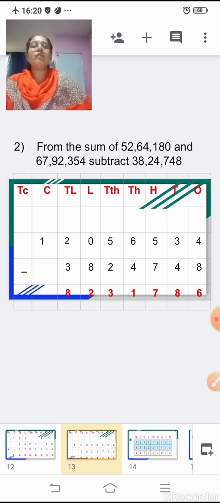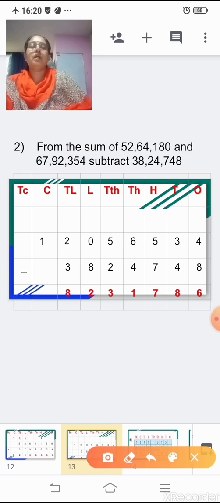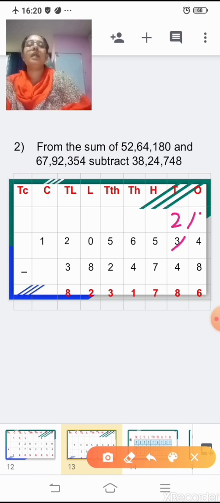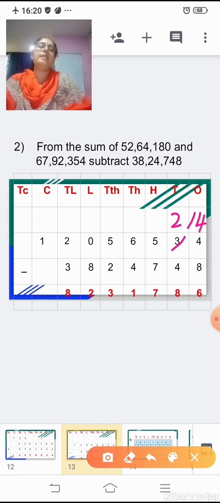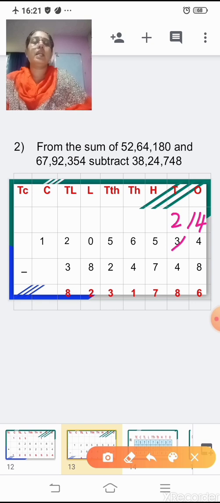56,534. Now starting from the ones place, 8 cannot be subtracted from the number 4. So what we will do is we will borrow from the tens place. So here the number in the tens place will become 2 and in the ones place the number will be 14. Now 14 minus 8. So count the number after 8. Now when you count the number after 8, you will get 9, 10, 11, 12, 13, 14 has the number 6.